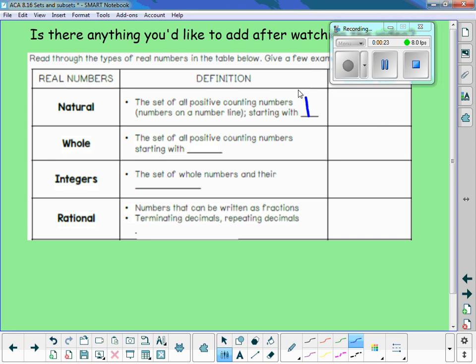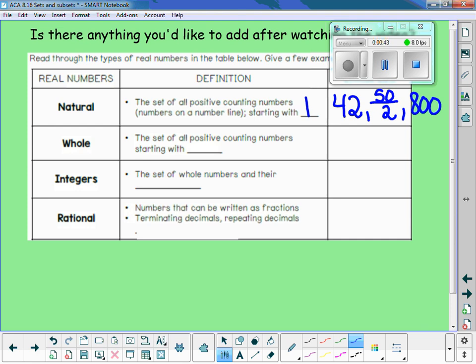Some examples would be 42. Another example is 50 over 2. 50 over 2 really equals 25, so that's why it would be a natural number. And another example would be 800.